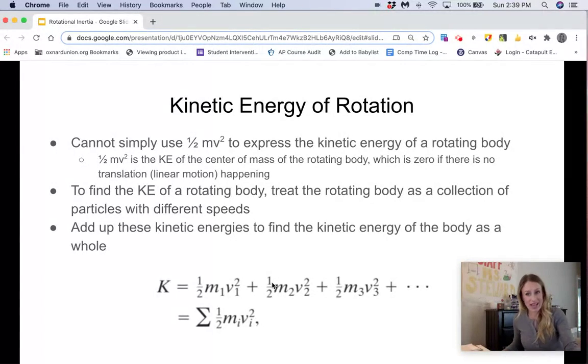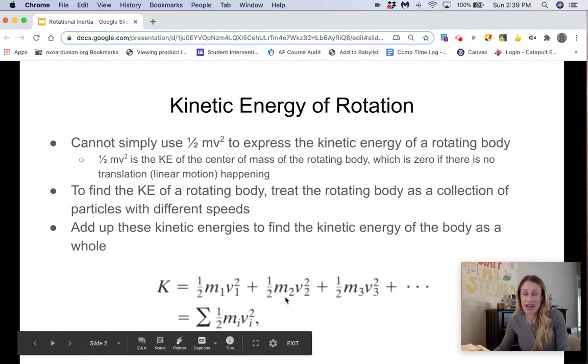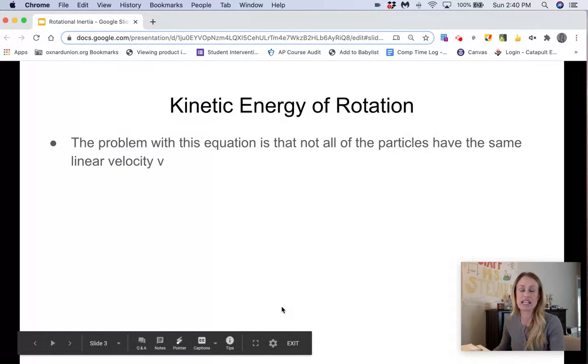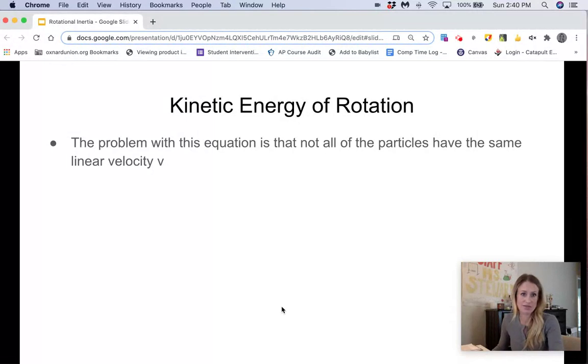Of course, when we have a continuous body like that, we have an almost infinite number of particles, and so we want to use the sum notation. We're just summing up 1/2 times each mass times the velocity of each particle squared. Now, the problem with that equation is that not all the particles are moving with the same linear velocity v. We learned in the last video that the farther we are from the rotation axis, the faster the linear velocity v is going.